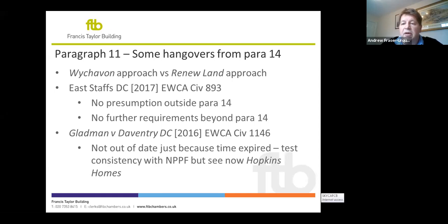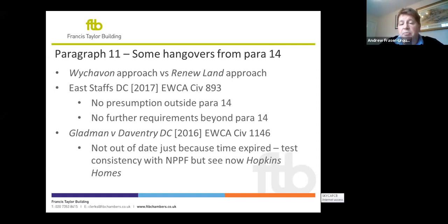And out of that basic principle, there arose a dispute as to whether or not there were other requirements that had to be satisfied in terms of establishing that a development was sustainable other than compliance with paragraph 14. And two different lines of thought arose in the authorities. The Wychavon case suggested that even if one complied with paragraph 14, something more would be needed to determine that a development was sustainable and therefore ought to get permission.